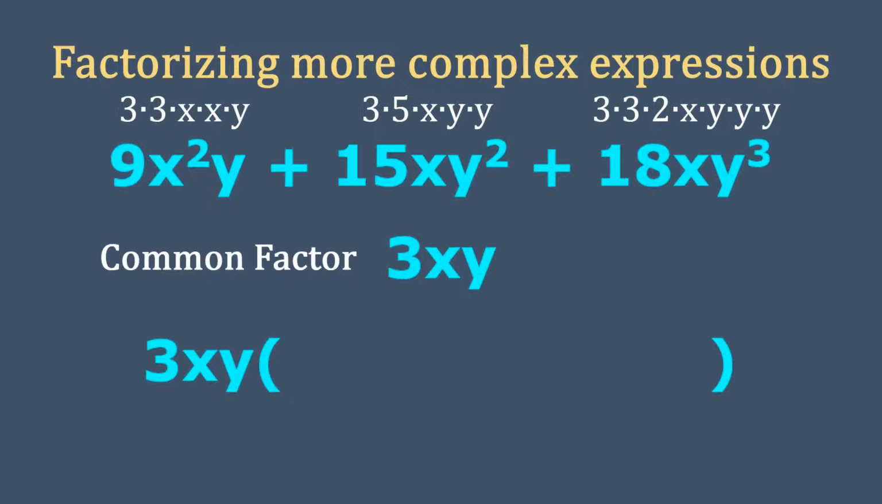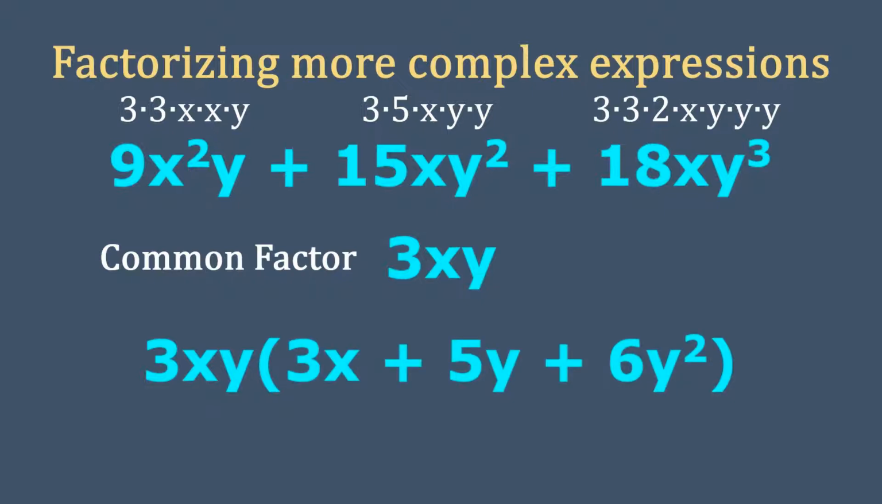Then, set the common factor, 3xy, outside a set of parentheses. Inside, write what remains of each part when divided by it. And that is, 3x plus 5y, plus 6y, squared.